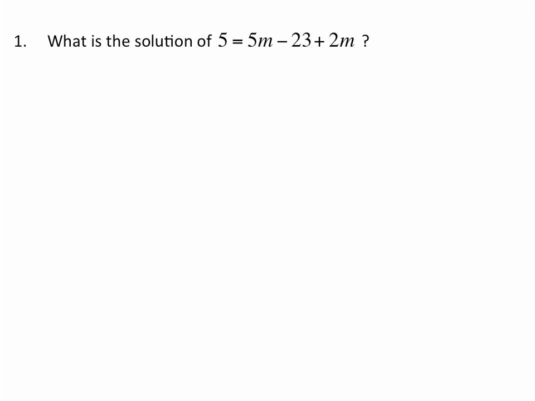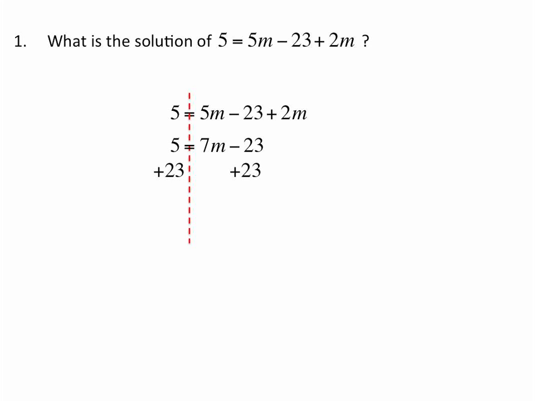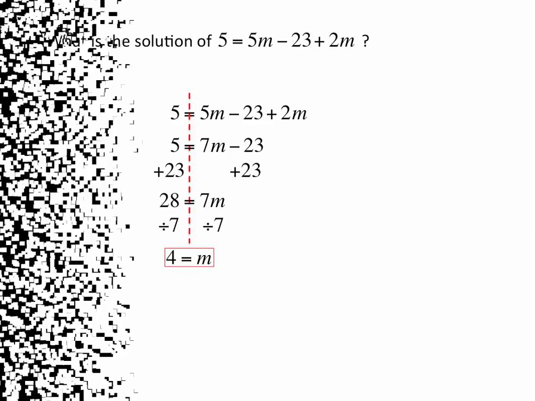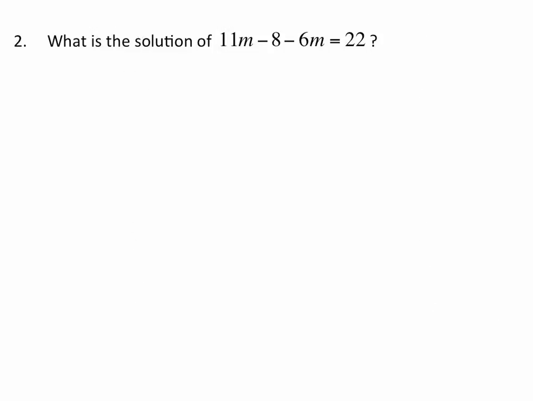5 equals 5m minus 23 plus 2m. So the first thing I want to do is combine my like terms. 5m's and 2m's make 7m's. 7m minus 23 equals 5. Now I got to add 23 to both sides to get rid of that negative 23. And I'm going to wind up with 28 equals 7m. Now once I have my m's all by themselves on one side, then I can divide by the coefficient, divide by 7, and m is equal to 4. Okay, so pretty much the same as what we've been doing. Just add another step or two in the beginning.